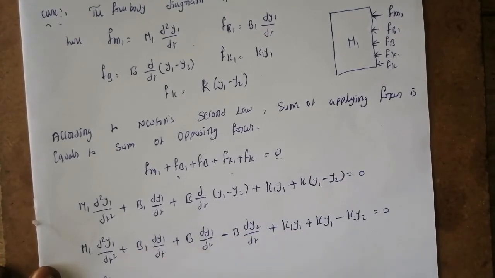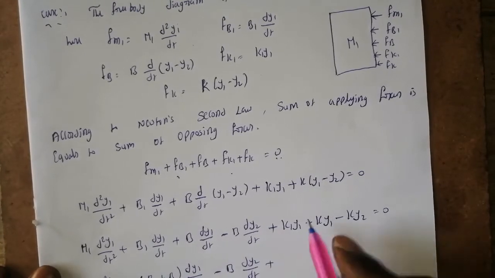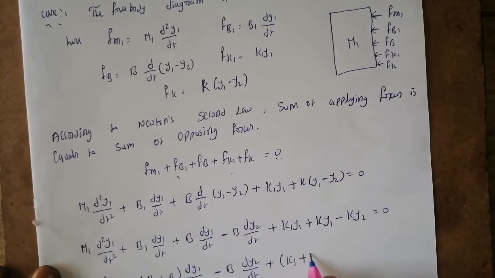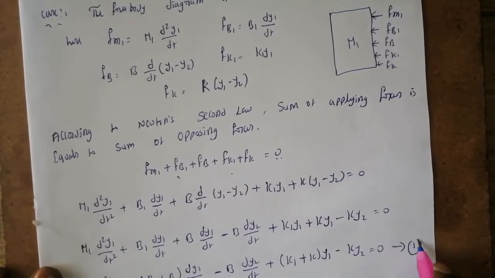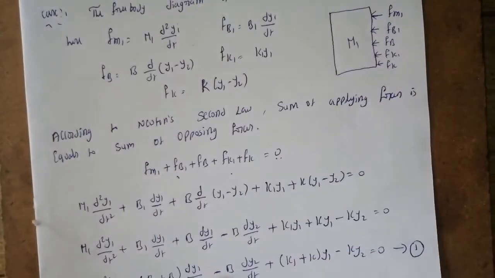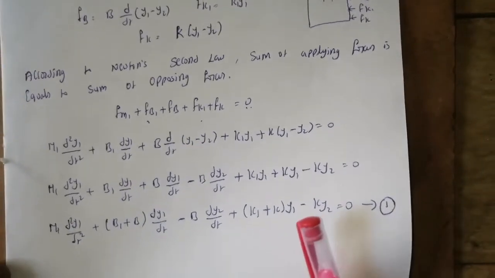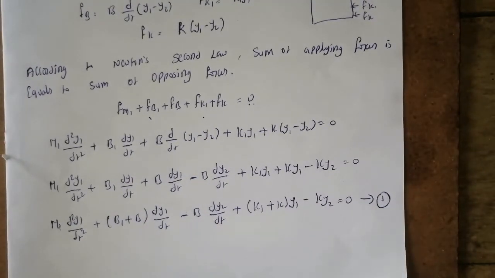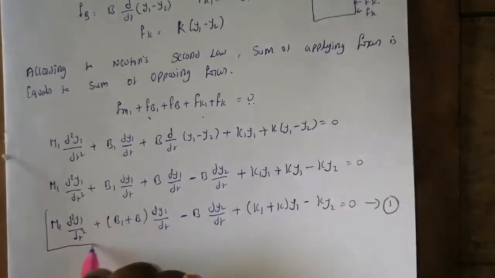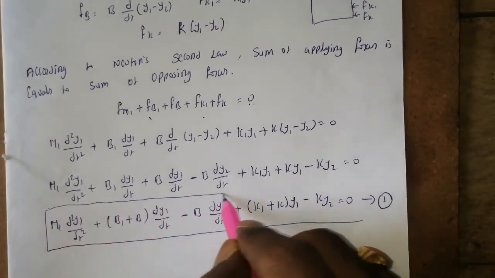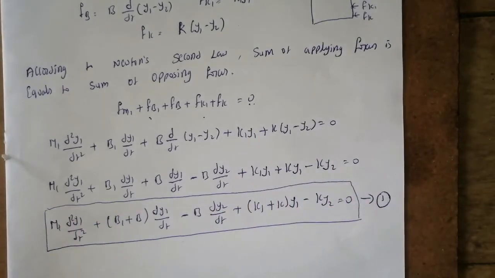Again, simplify this equation: m1 d square y1 by dt square plus, since these two terms have the same factor, let's take dy1 by dt common, (b1 plus b) dy1 by dt, minus b dy2 by dt. Here y1 is also common for both, so take it common, plus (k1 plus k) y1 minus k y2 equals 0. So this is the differential equation for mass 1. Let me represent it as equation 1. Now similarly we have to find the differential equation for the mass 2 element. After that, by using these two equations we can formulate the state model equation.